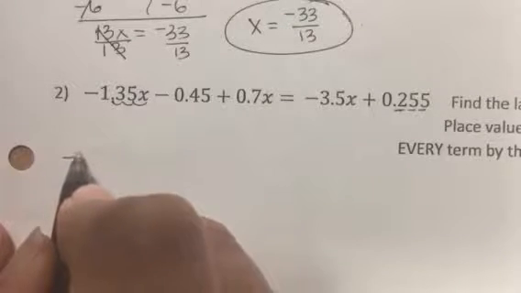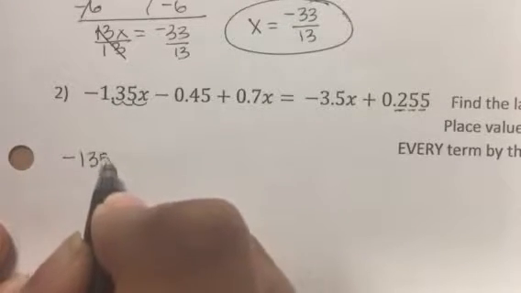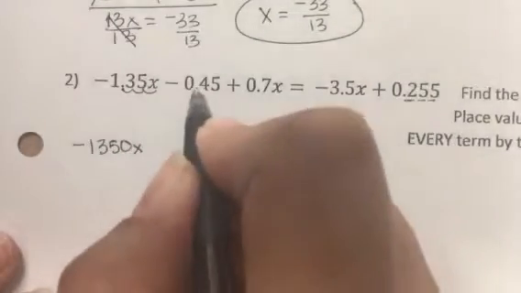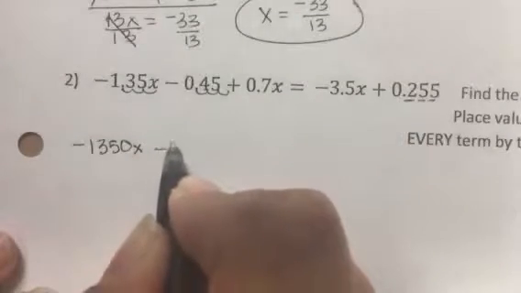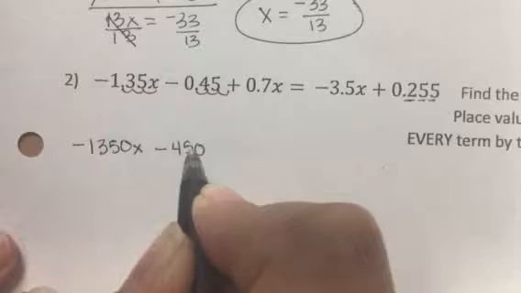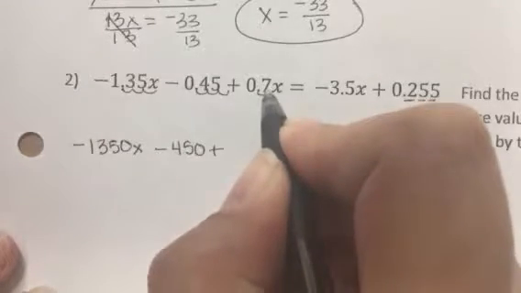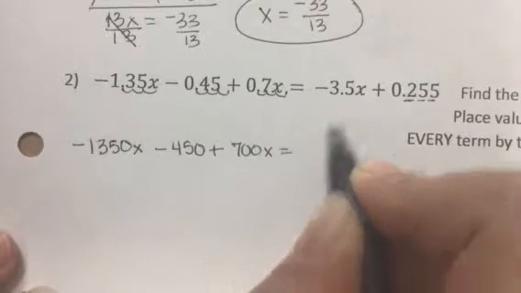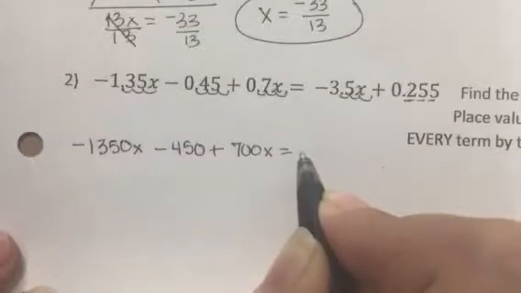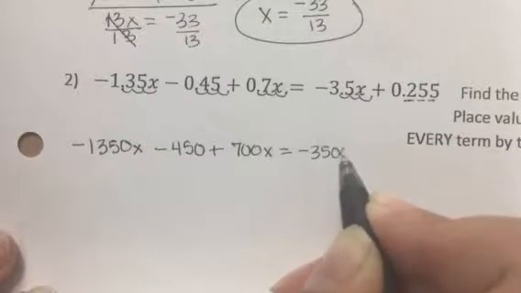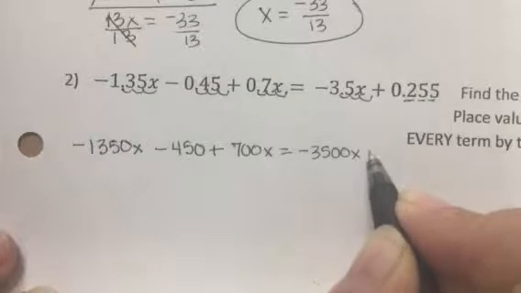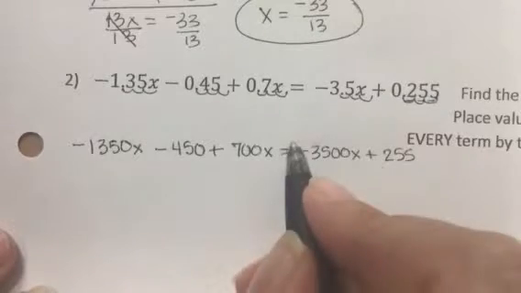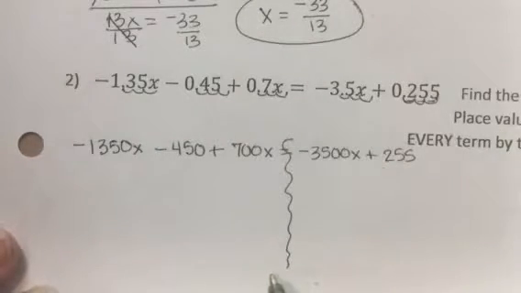That means this number actually becomes 1,350x. Okay? 1, 2, 3 places minus 450 plus 1, 2, 3, 700x equals 1, 2, 3, negative 3,500x plus 1, 2, 3, 255. All right, again, I'm going to combine like terms.